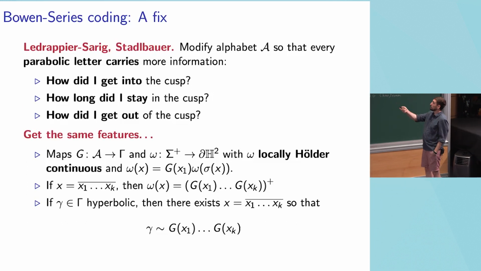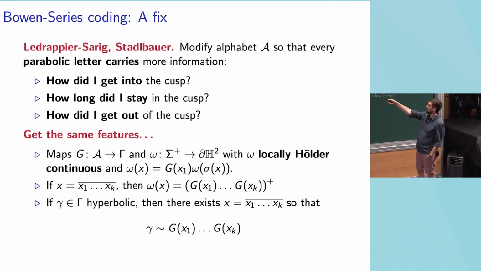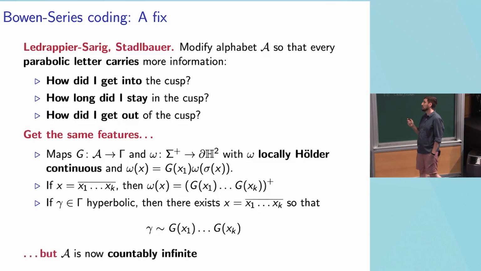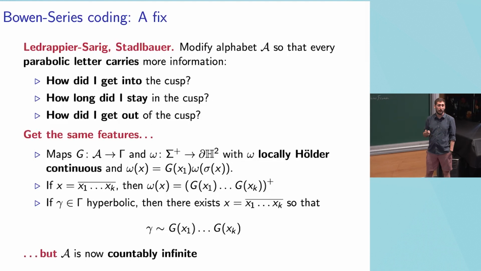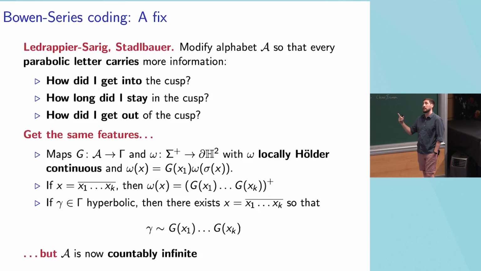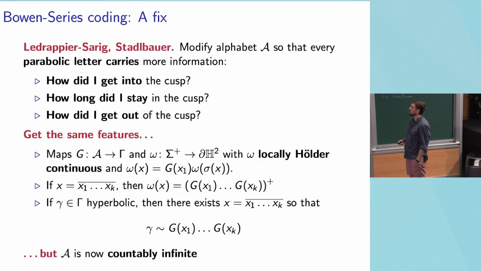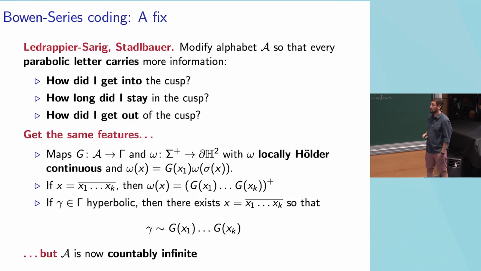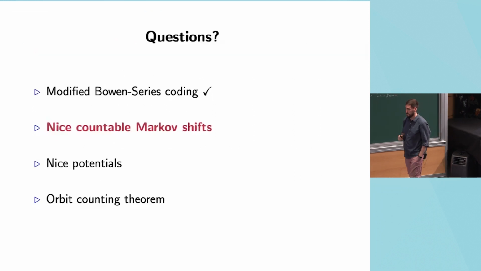I get all the maps that I had before, all these nice properties of periodic orbits and hyperbolic elements. The little drawback is that I need to add infinitely many words. Okay? So think about it in these terms. I need to keep track of how many times I go around the cusp. So I can go twice, 3 times, 4 times, many times. Okay, so this is the setup, how to associate one of these countable Markov shifts to a cusped finite area hyperbolic surface. So maybe it's time for questions.